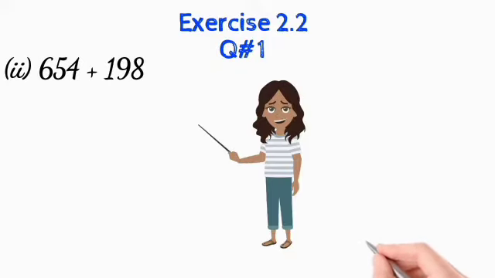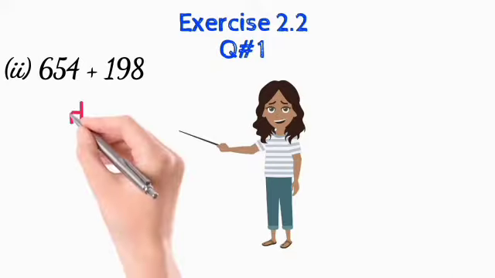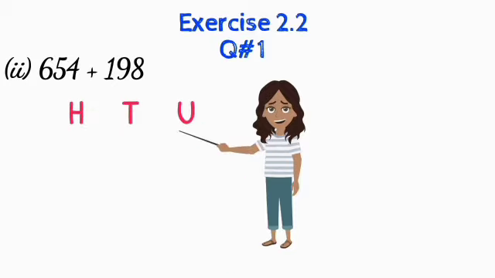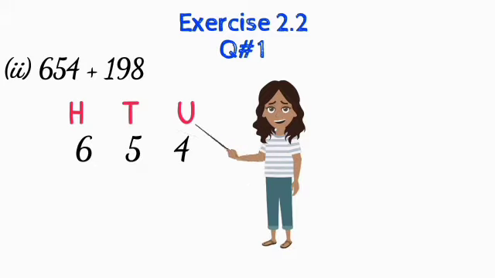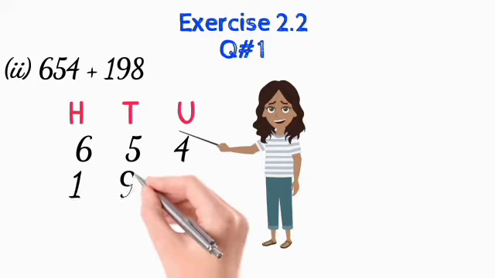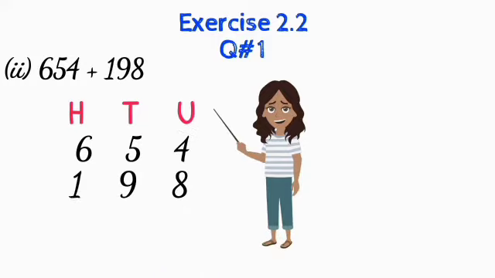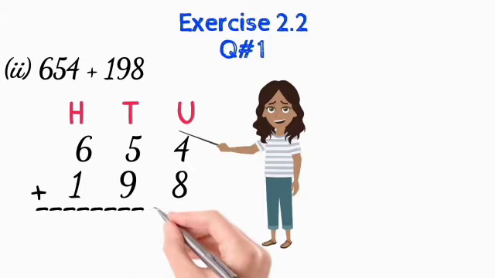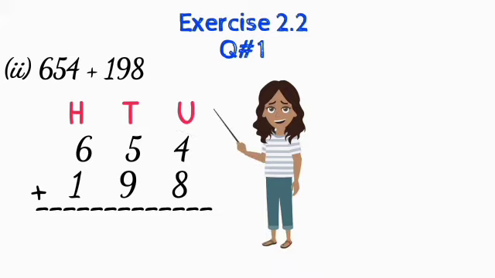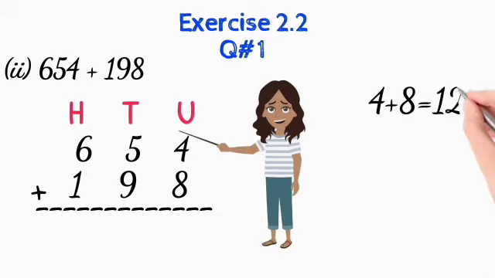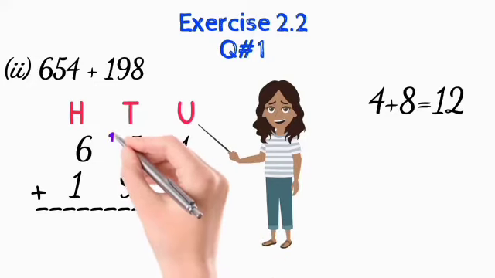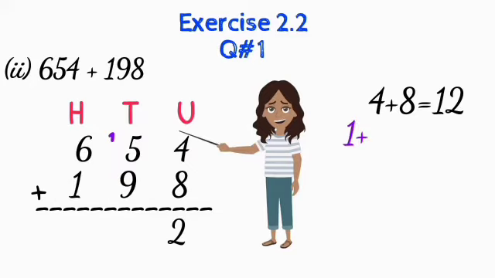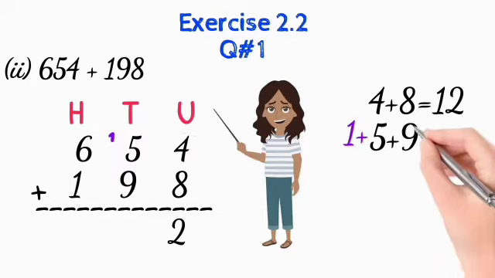To find the sum of these two numbers, we write them in vertical columns while placing each digit according to its place value. In 654, 6 is the hundred place digit, 5 is the tens place digit and 4 is the unit place digit. In 198, 1 is the hundred place digit, 9 is the tens place digit and 8 is the unit place digit. Now we start addition from unit place digits. 4 plus 8 is 12. We write 2 in answer at unit place digit and carry 1 in tens place digit.